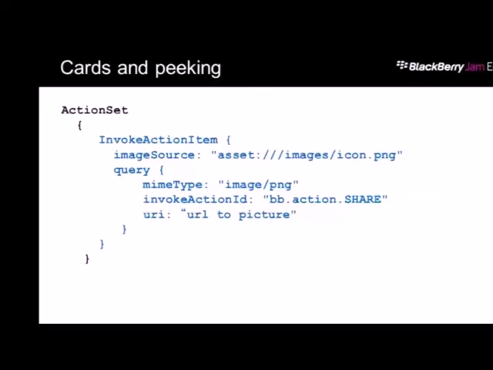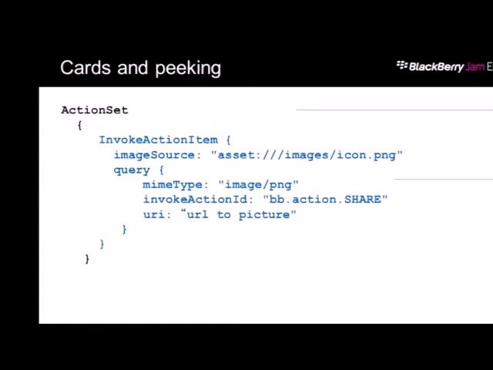So the source code for this is on your action set. This is the set you define for your context menu. We bring up contextual actions. You have an action set with an invoke action item, and you specify a query in this item that just says what you want to do. In this query, you can say what MIME type it is. This is so that the invocation framework can then recognize what you're trying to do.